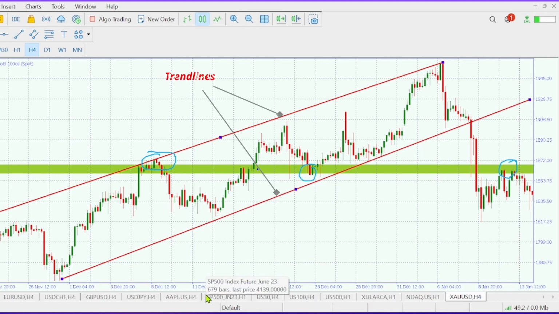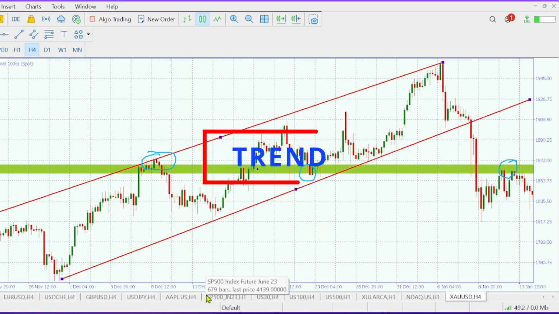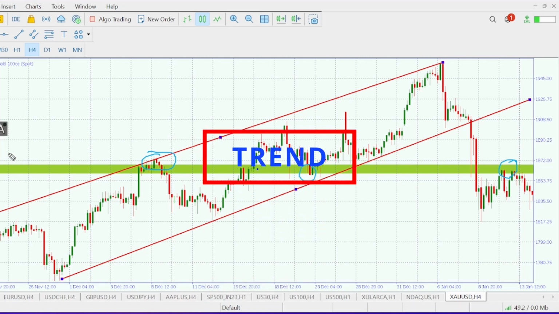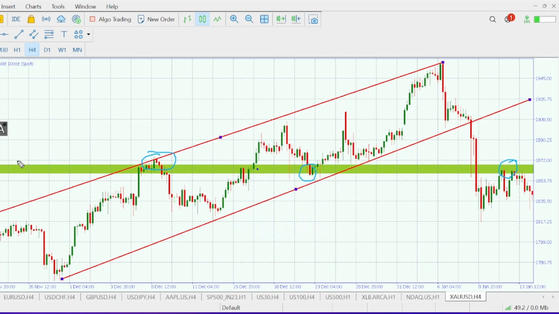Nice. Now, to identify the strength of a trend, first and foremost, you need to identify a trend. And we can clearly see that we are dealing with an uptrend. Swing high and swing low tells you the direction of a trend.